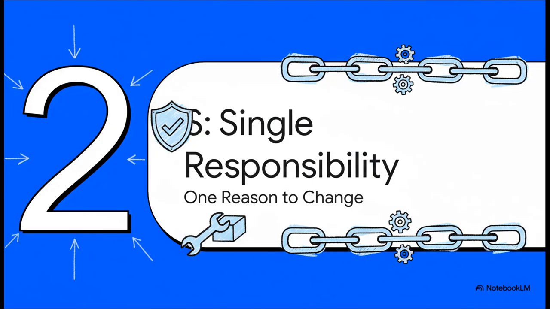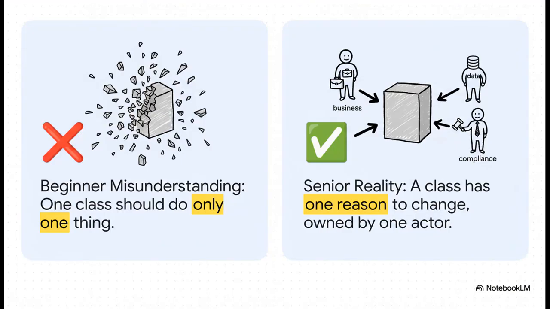Okay, let's dive in, starting with the first letter, S. This stands for the Single Responsibility Principle. And you know what? It's probably the most famous of the 5, but it's also, by far, the most misunderstood. And this slide just nails the difference. The beginner mistake is thinking SRP means one class, one task, or one class, one method. That's a recipe for disaster. You end up with thousands of tiny, meaningless classes. The senior-level reality is much more powerful.